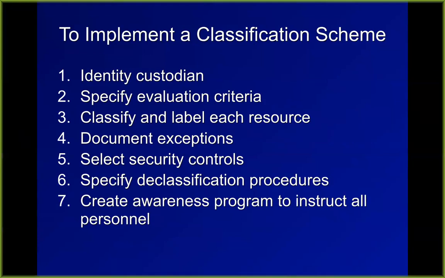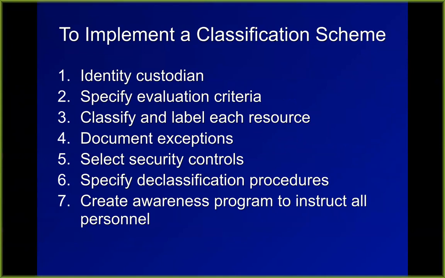So you've got various people here. You have to identify a custodian. There's a typo that should be identified. Then you have criteria that will determine what labels the data get. Then you label everything and document exceptions. And then you have security controls. And then you have to have some way to declassify data when it is no longer important. And then you have to have training.